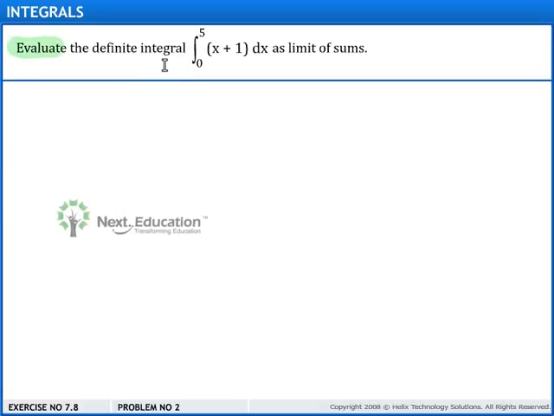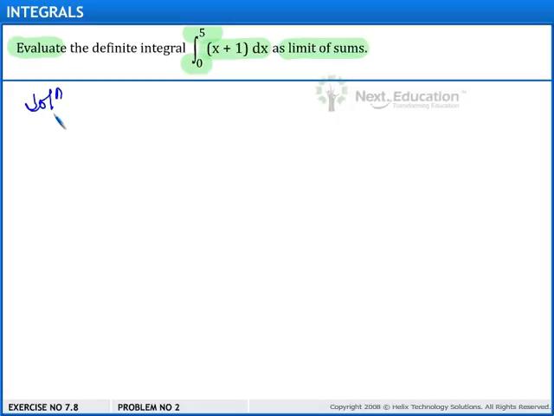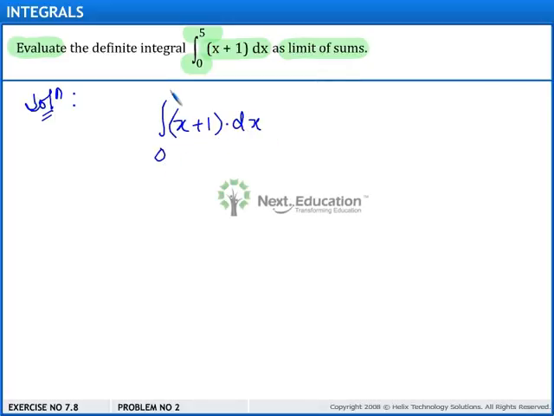We have to evaluate the definite integral of x plus 1 into dx from 0 to 5 as the limit of sums. Let's begin with the solution. We have the integral of x plus 1 into dx from 0 to 5, and we have to find its value using the limit of sums.